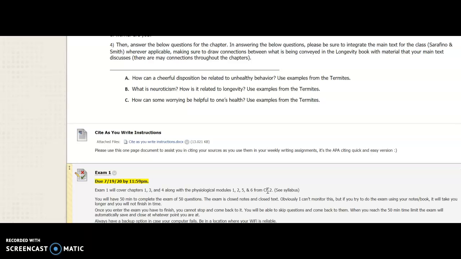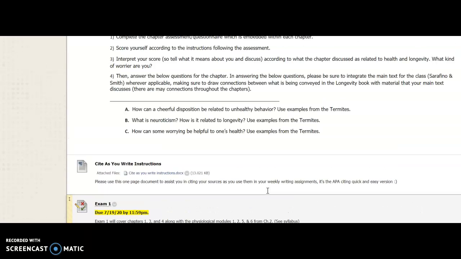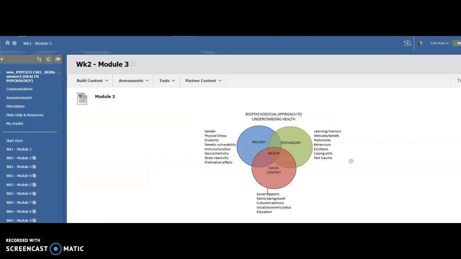But if you are trying to look stuff up, it's going to take you longer and you're not going to have enough time to finish. Okay, so always have a backup plan and make sure you leave enough time to complete that exam.